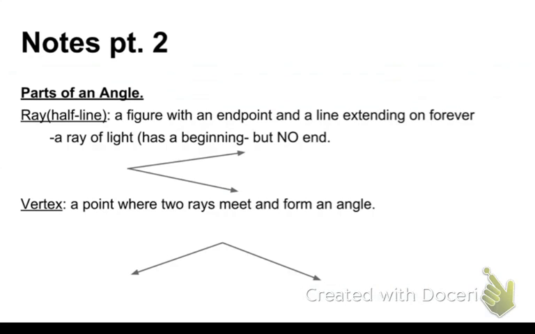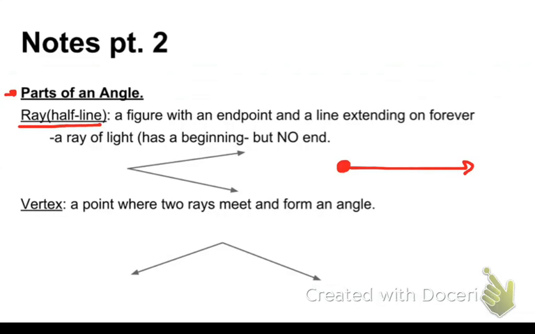All right, now we're on to notes part 2, and I'm going to have another heading here called parts of an angle. And in parts of an angle, we're going to name, well, the parts of an angle. And the first part we're going to name is a ray. A ray, also known as a half line. And a ray is a figure in geometry and math where we have a starting point, a beginning, but no end.